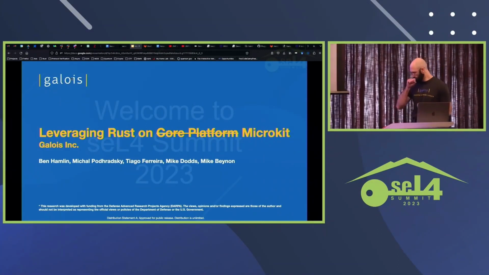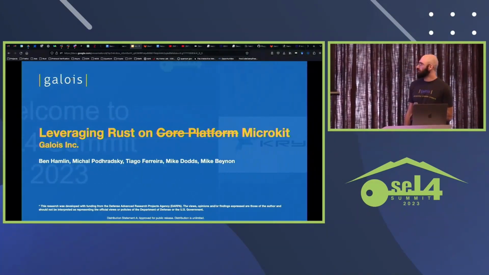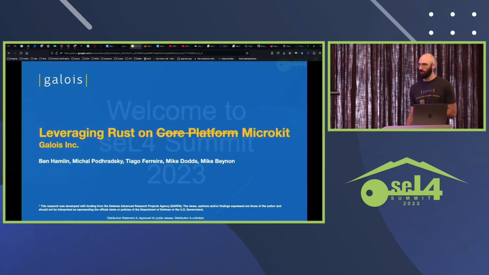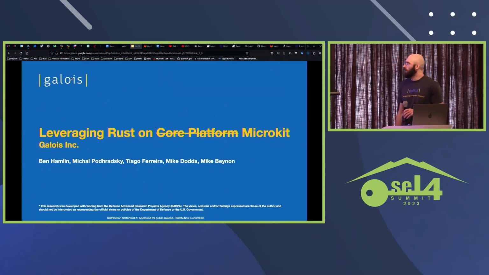We've been working on porting a native Rust network stack to SeL4, and also doing some assurance on it. I won't really talk about the assurance. I think Michael Podrosky is going to talk about that a little later on. But yeah, we've been doing that and using the microkit Rust interface.